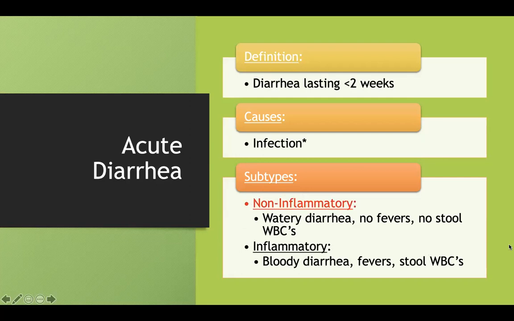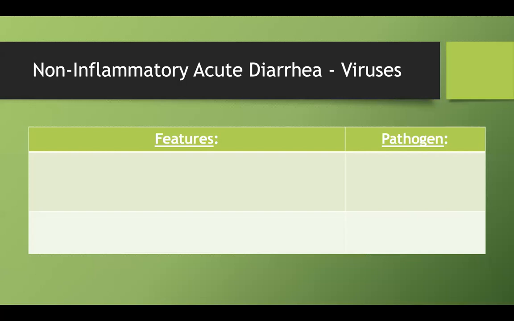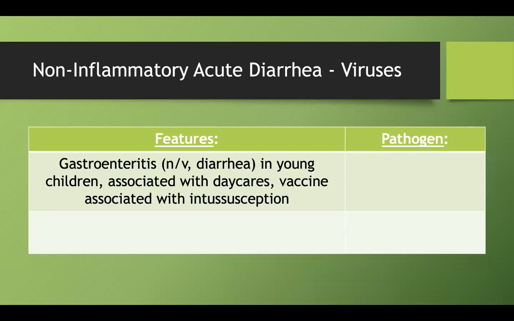So what I want to do is break these down and give you a little bit of that question and answer format so that you can be prepared for some of these on the test. Let's first talk about the watery acute diarrheas, and we'll start with some viruses. What do you think the virus would be if you had gastroenteritis in a young child? This is associated with daycares, and the vaccine is associated with intussusception. So this would be leaning you toward rotavirus.